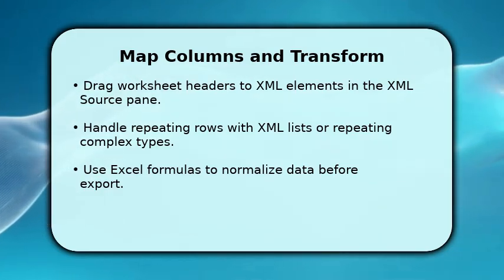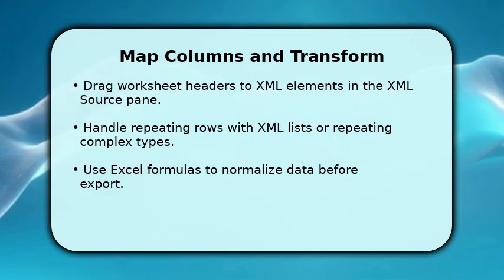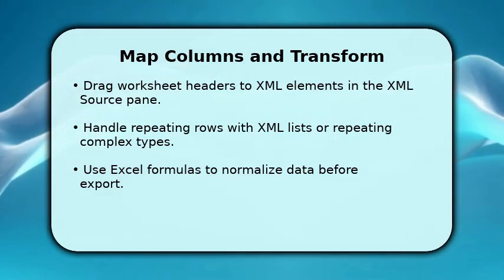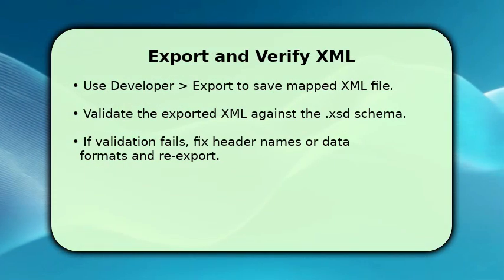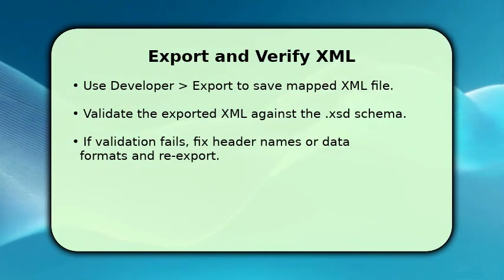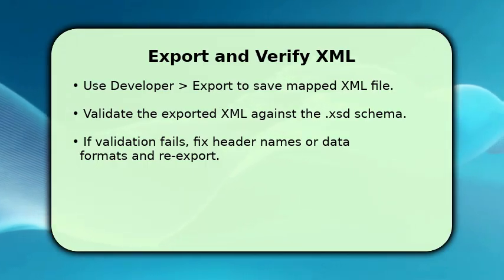If you need nested structures, create helper ranges and map parent-child elements in the correct order to reflect the target hierarchy. You finish by exporting and verifying the XML file. Choose Developer, then Export, pick a file name, and save the mapped XML.